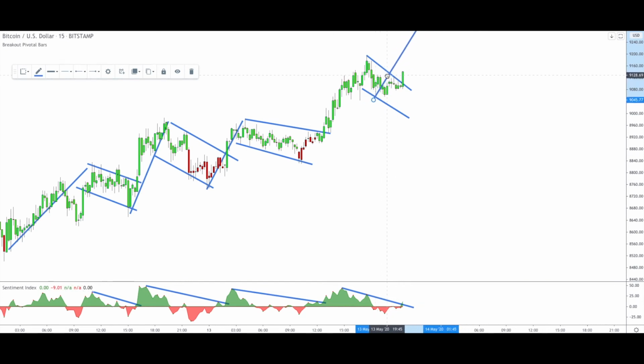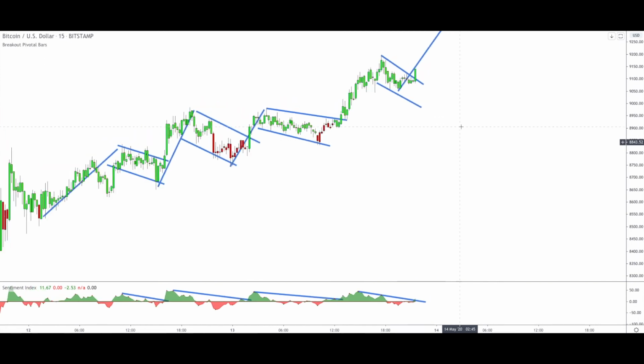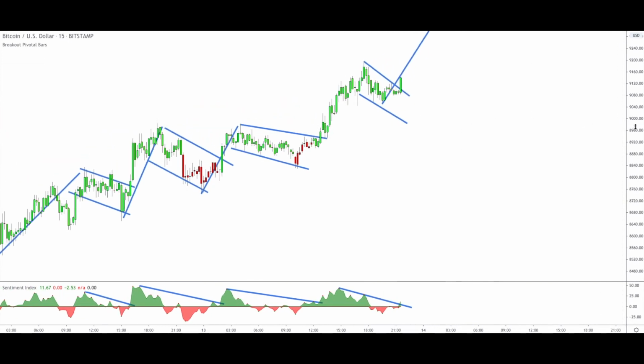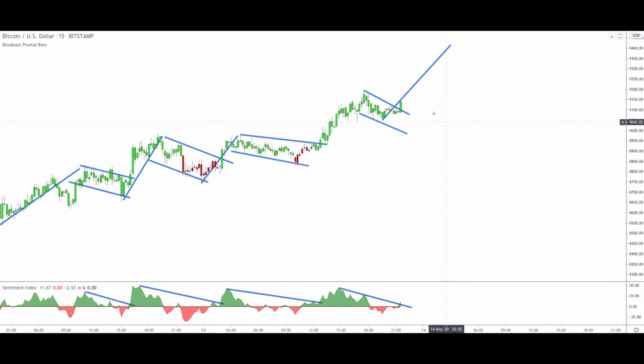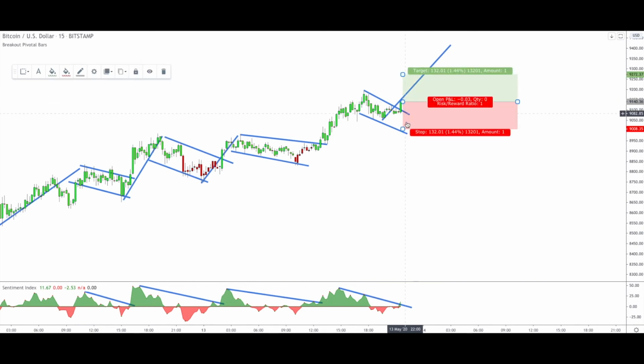So we start by taking this impulse, the length of the last impulse, and we project it to the upside. Okay, so that one is going to be our target. Let's see if I can. Okay, it's going to be up here. So the trade looks like this. We enter the trade here.